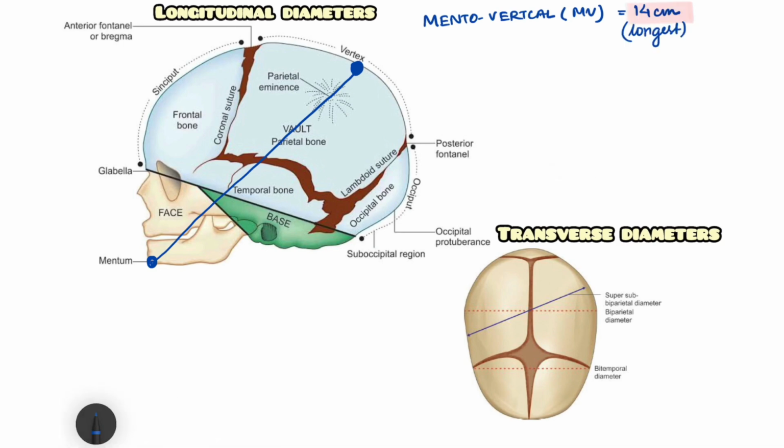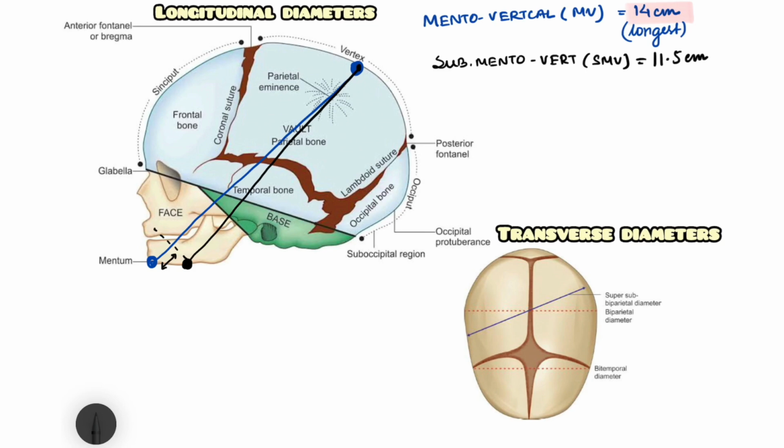After that, once we have already covered the mentum, we come to submentum, and from submentum we go all the way to the vertex, that is your submento-vertical diameter. As you can see over here, the submento-vertical diameter is already a bit shorter than the mento-vertical diameter. It is basically 11.5 centimeters.